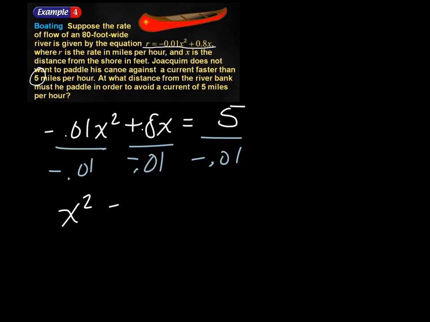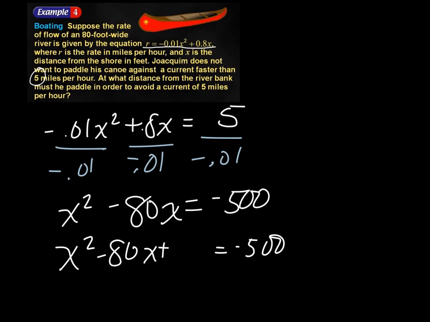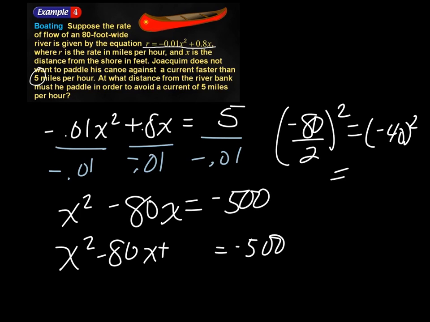I'm going to move the r to the right side because that's where we're used to seeing it. I don't know about you, but I'm not very crazy about that coefficient of negative 100. So I'm going to divide the whole equation, both sides, by negative 100. So now I have something that's a little more familiar. x squared minus 80x equals negative 500. To find c, to complete the square, we're going to take negative 80 divided by 2 squared. So we have negative 40 squared is going to be 1600. So that's what we need to add to both sides of the equation.